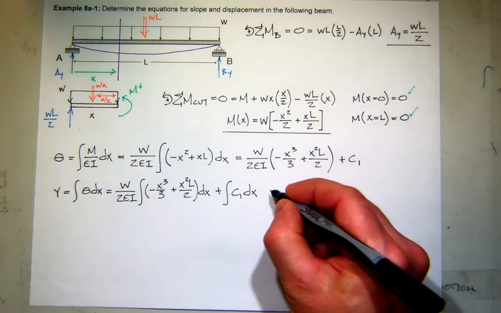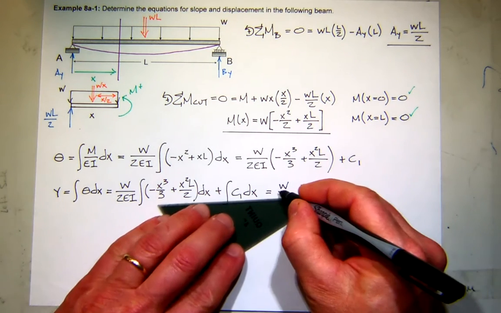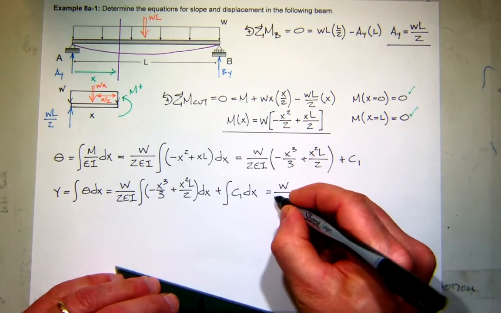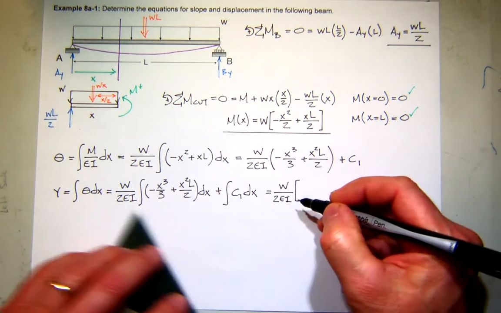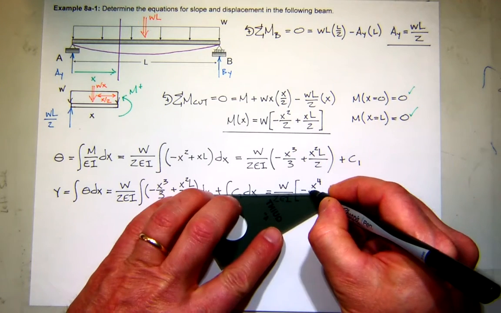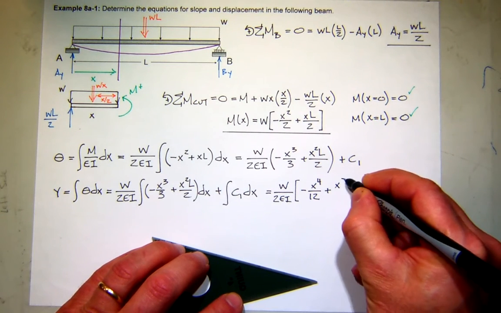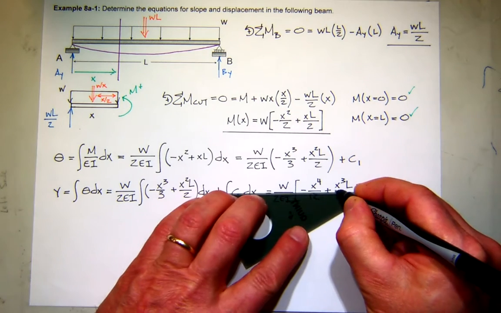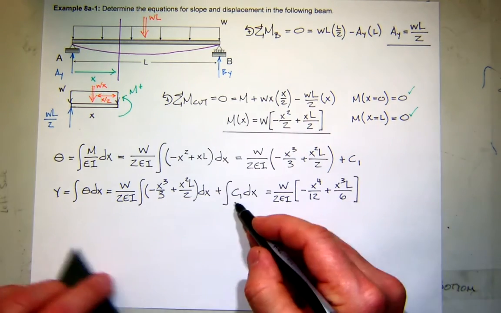Again, this is not going to be a difficult integral to do. These polynomials are nice and neat. So there's my constant. So let's integrate the first one. So I'll have minus x to the 4th over 12 plus x cubed L over 6. What's the integral of C1?